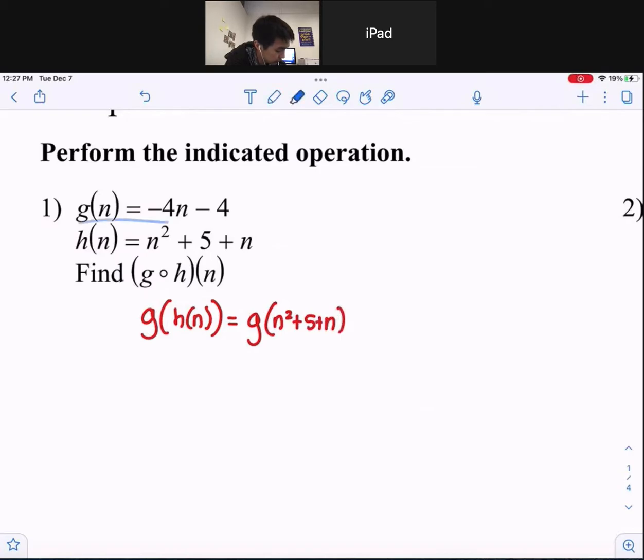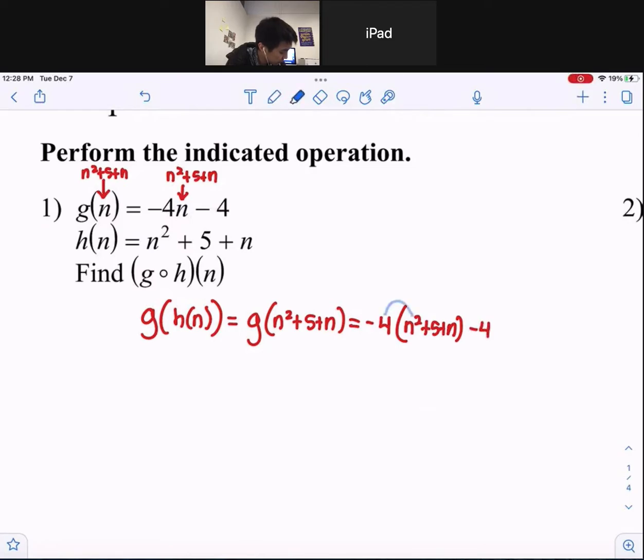Since those are equivalent, this is the same thing as saying that. Now, we have this. So this means we are replacing n for n squared plus 5 plus n. So if you replace that n with n squared plus 5 plus n, you also have to replace this one for n squared plus 5 plus n. So let's go do that. Negative 4 times n squared plus 5 plus n, following this, minus 4.